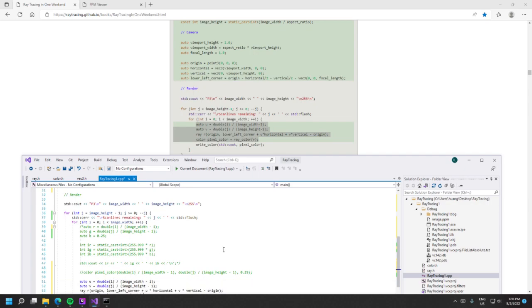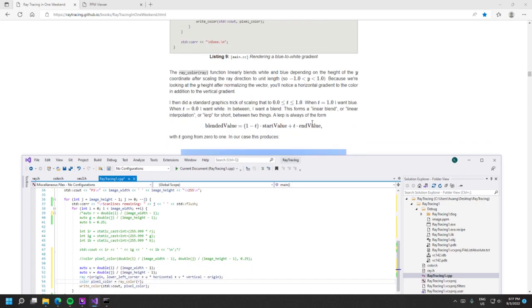Okay. I'm very curious about what. Okay, yes, it actually has a nice explanation, far better than mine. I was trying to think of a way to explain how the line goes, but yes, let's read it. So the ray color function linearly blends white and blue depending on the height of the y coordinate after scaling the ray direction to unit length. Because we are looking at y height after normalizing the vector, you'll notice a horizontal gradient to the color in addition to the vertical gradient. I then did a standard graphics trick of scaling that.